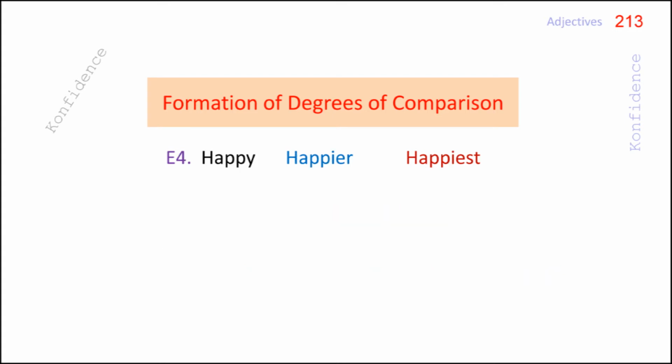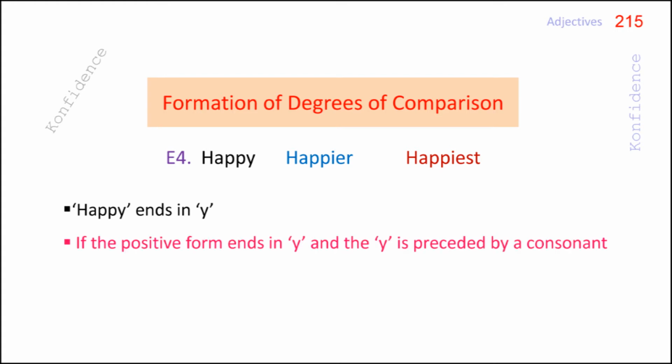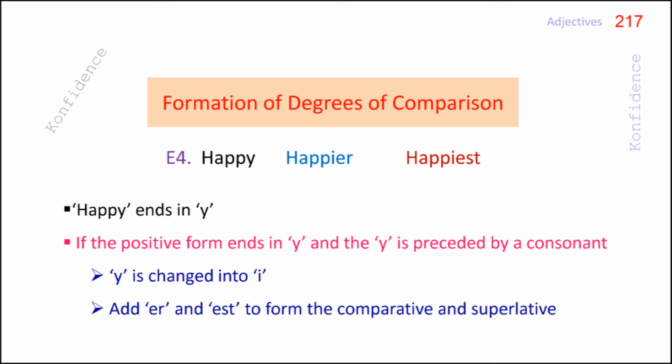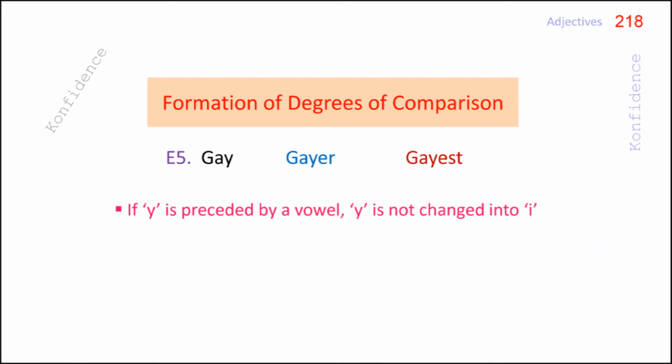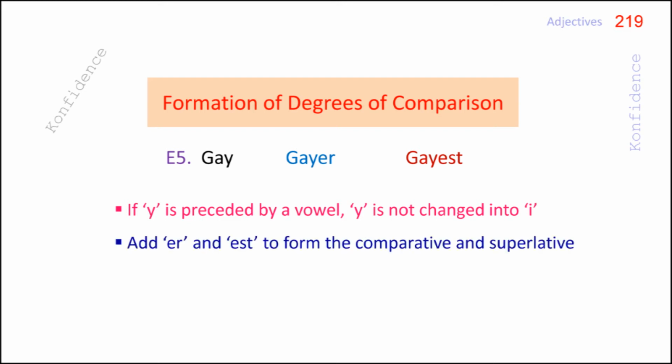In the fourth example, the adjective happy ends in y. If the positive form ends in y and the y is preceded by a consonant, the y is changed into i and er and est are added to form the comparative and superlative. Thus we have happy, happier, happiest. But if the y is preceded by a vowel, the y is not changed into i when er and est are added. This is shown in example 5.